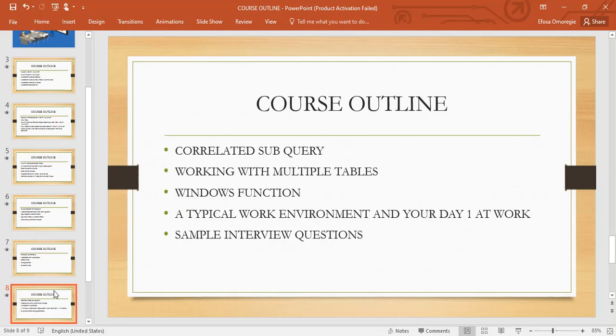Apart from just showing you what to do, I'm also going to be solving a real-life business requirement, those that you might be asked to do at work, a report that you might be asked to create at work.